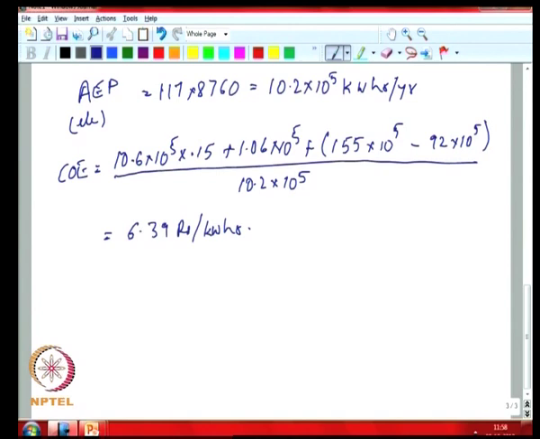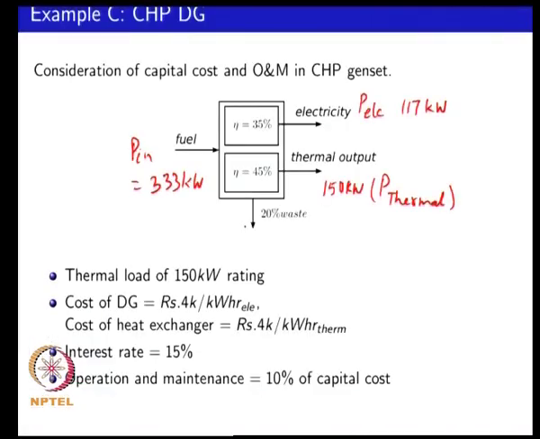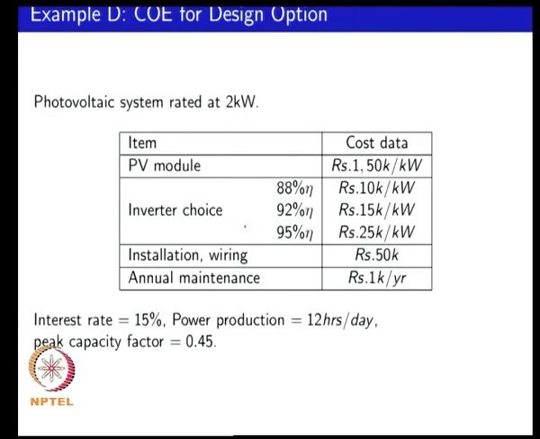Next, what we will look at is an example of making use of this cost of energy concept in designing a DG system, in this case an example of a photovoltaic system. We will assume that this is a 2 kilowatt photovoltaic system. The PV modules cost 1.5 lakhs per kilowatt, or you have a choice of power electronic inverters.